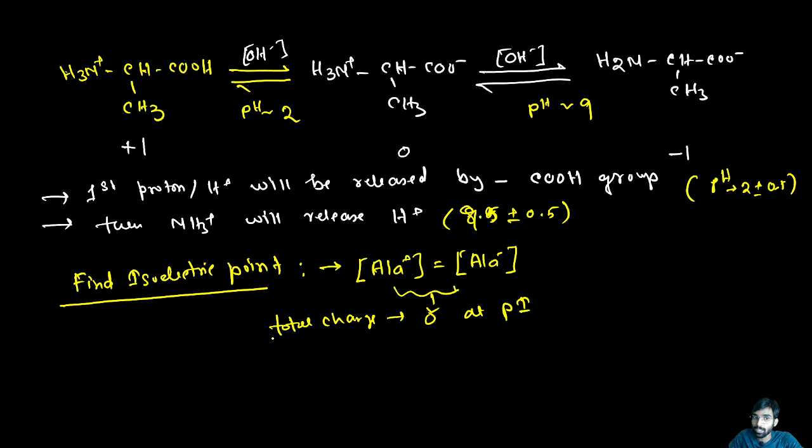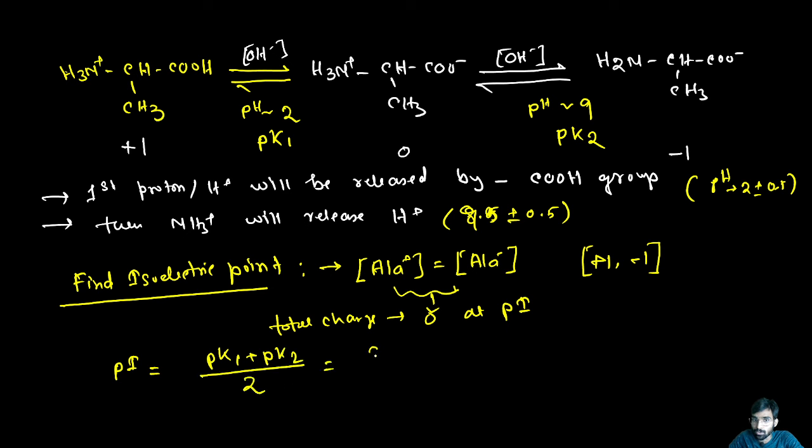And how can you calculate the pI? Here I am writing pK1 and here pK2. pI is always calculated between plus 1 and minus 1. Remember, plus 1 and minus 1. So it will be pK1 plus pK2 divided by 2. That means 2 plus 9 divided by 2, which will be almost 5.5 or so.